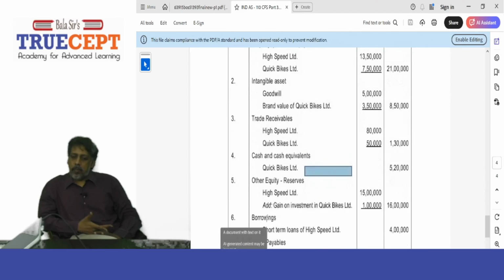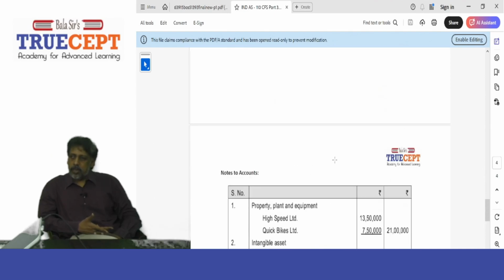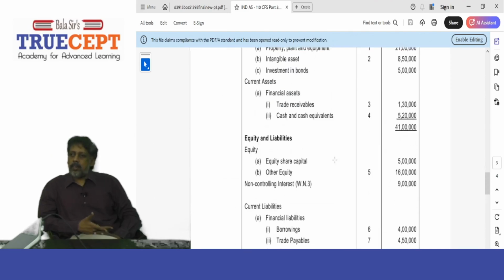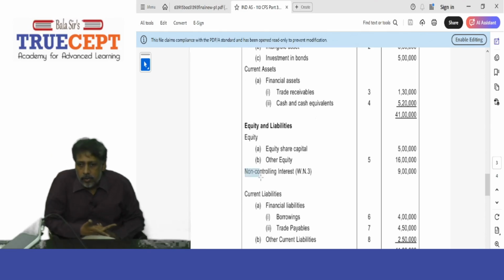What does 16 lakh comprise of? Other equity reserves of High Speed Limited, 15 lakhs. And add gain on investment in Quick Bikes Limited, 1 lakh, that is all P&L credit, totaling 16 lakh. Don't consider the reserves and surplus of the subsidiary company, and here there is no post-acquisition profit also, because we are preparing a balance sheet on the acquisition date.